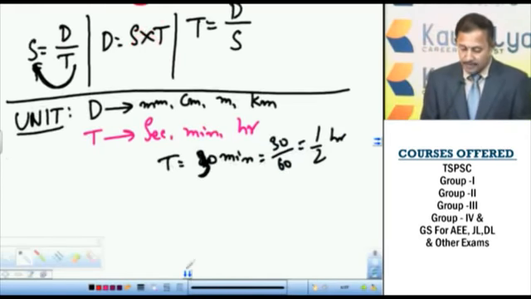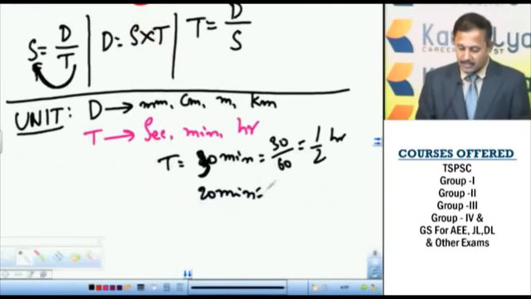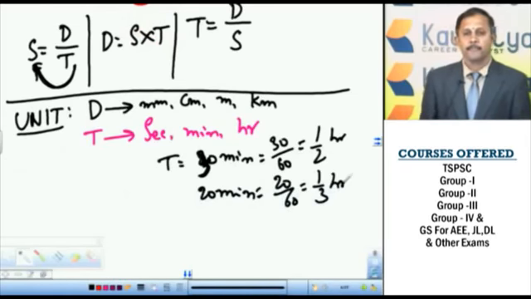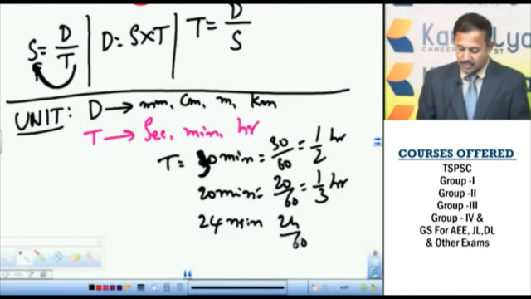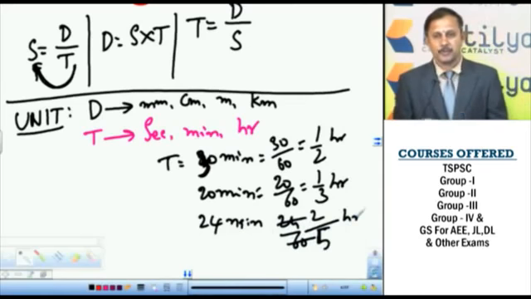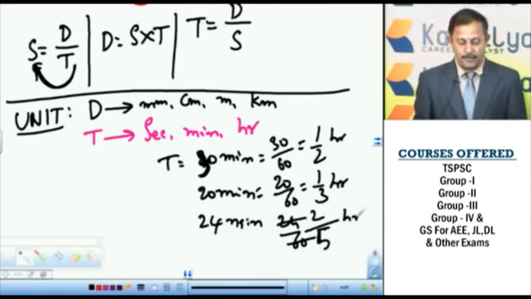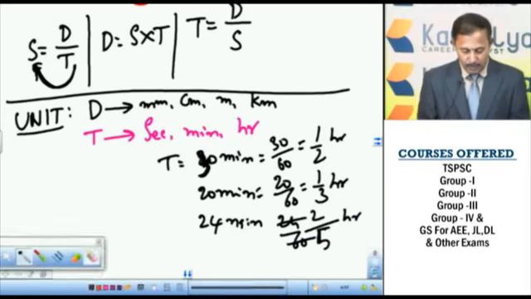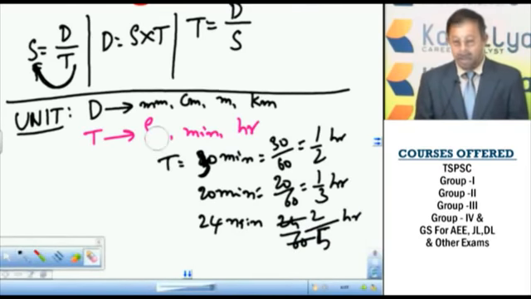Suppose the time period is given as 20 minutes. We can represent this 20 minutes as 20 by 60, which is equal to 1/3 of an hour. Suppose the time period is given as 24 minutes. We can convert it into hours like 24 by 60. 12 gets cancelled, so that is equal to 2/5 of an hour. So we can convert from one unit to another unit. There are different units available to measure time: seconds, minutes and hours.